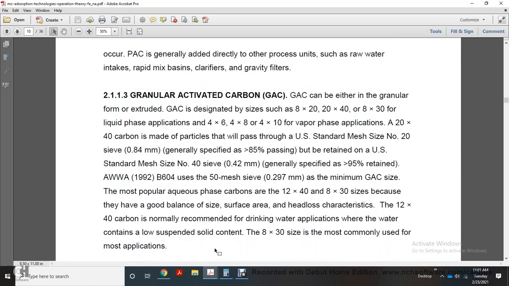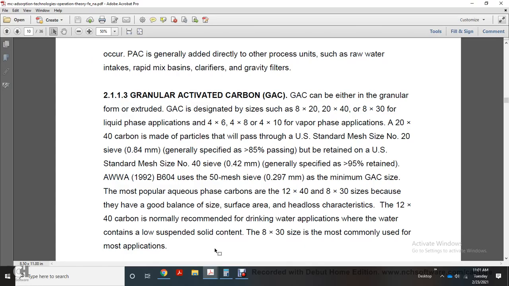Alright, granular activated carbon. Granular activated carbon is in granular form or extruded, and is designated by sizes such as 8 by 20, 20 by 40, and 8 by 30 for liquid phase applications; 4 by 6, 4 by 8, and 4 by 10 for vapor phase applications; and 20 by 40. Carbon is made of particles that will pass the U.S. mesh number 20 sieve but must be retained on the U.S. standard mesh number 40 sieve.